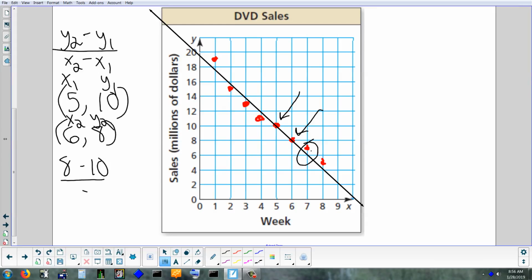We said 10 was a Y. We already used 10. We already used 8. 5 and 6, right? Which one's going first? Because you get x2 minus x1. Which one's going first?